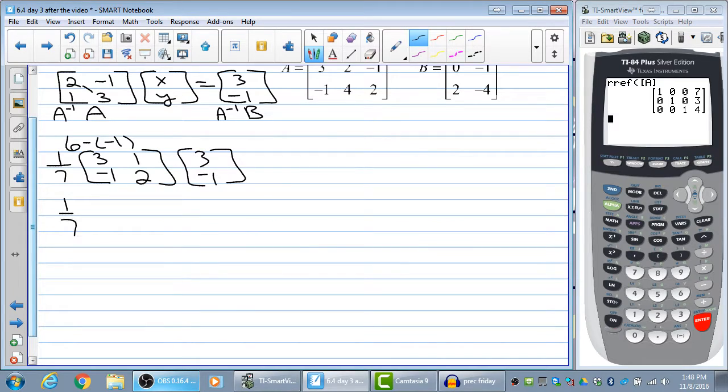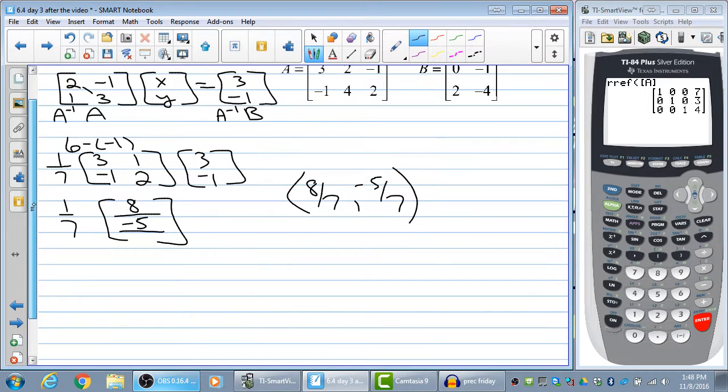I have 1/7 times 9 minus 1, 8. And then negative 3 minus 2 is negative 5. So the ordered pair is 8/7, negative 5/7. So it didn't come out nice. That's okay. Doesn't always have to.